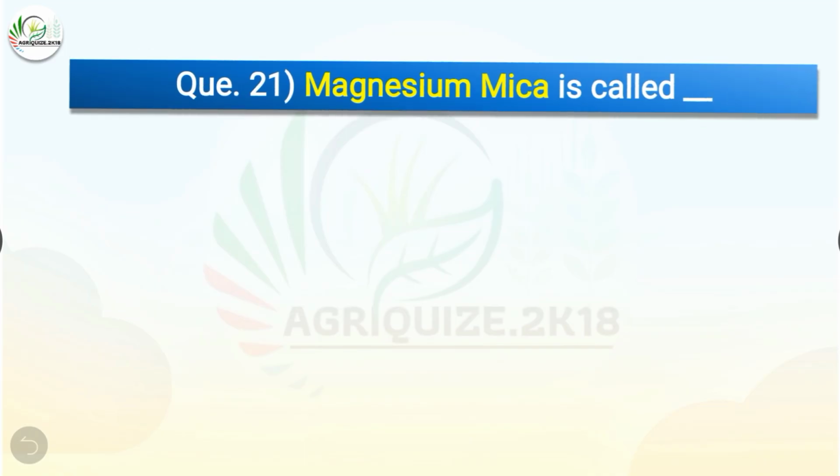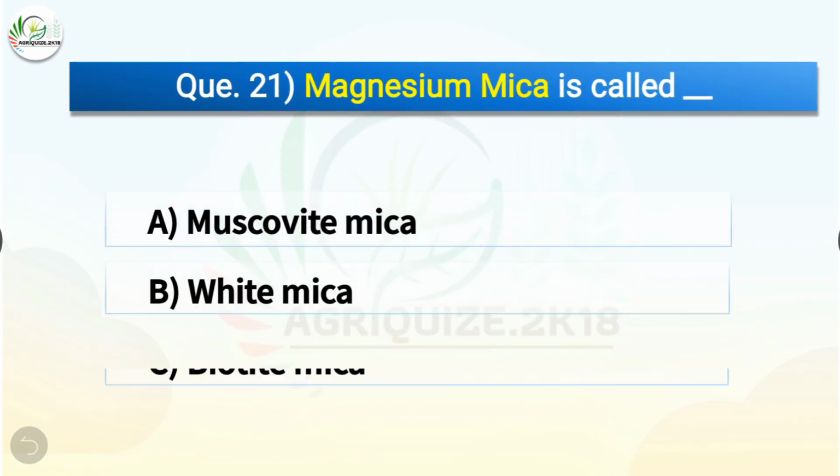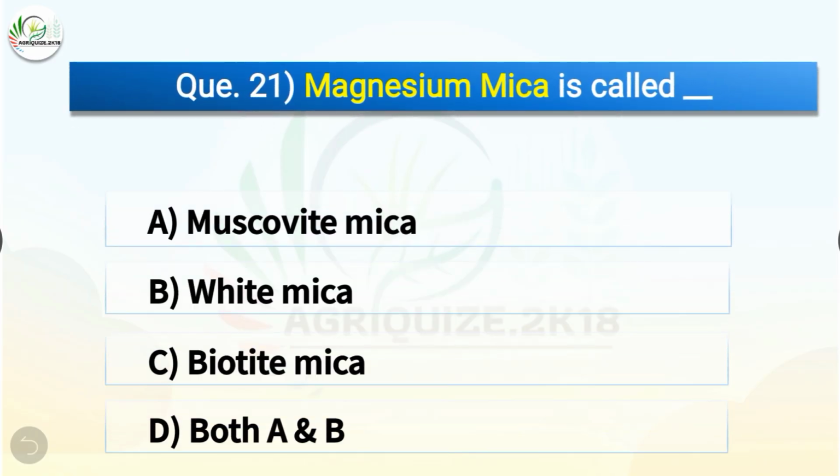Question number 21. Magnesium mica is called dash. The options are muscovite mica, white mica, biotite mica, or both A and B. The correct answer is option C, biotite mica. So magnesium mica is called biotite mica, which is also called the black mica, and the muscovite mica and white mica both are called potash mica.